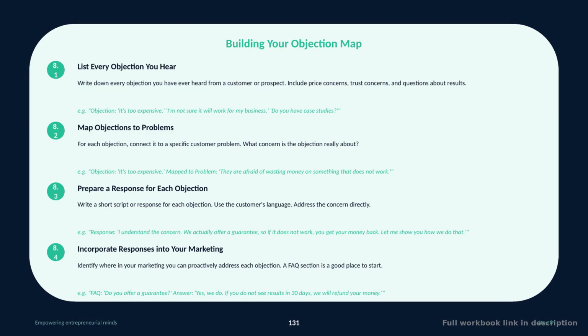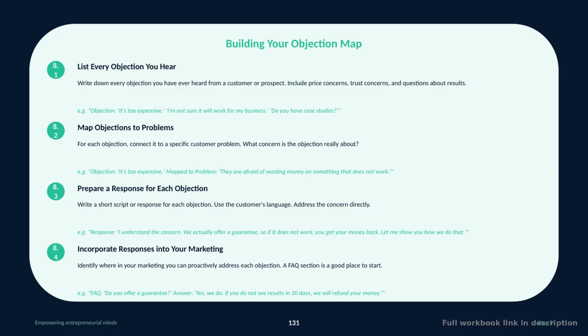First, list every objection you hear. Write down every objection you have ever heard from a customer or prospect. Include price concerns, trust concerns, and questions about results. For example, objection: it's too expensive. I'm not sure it will work for my business. Do you have case studies?